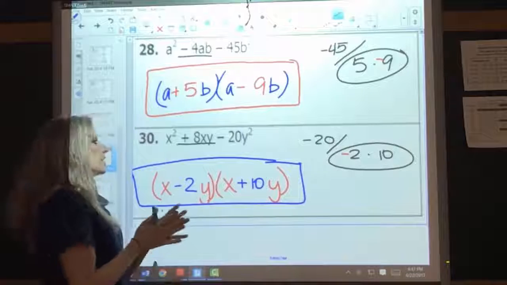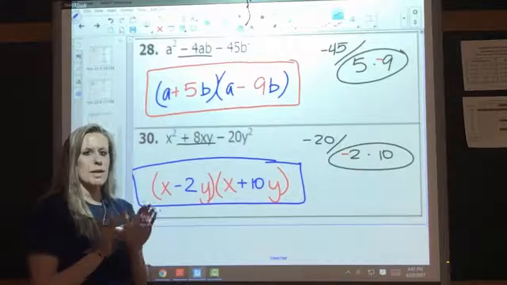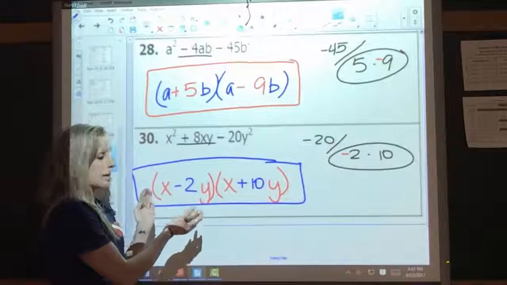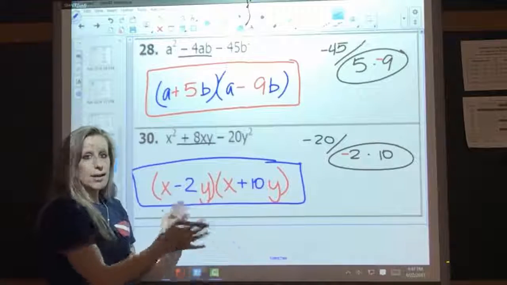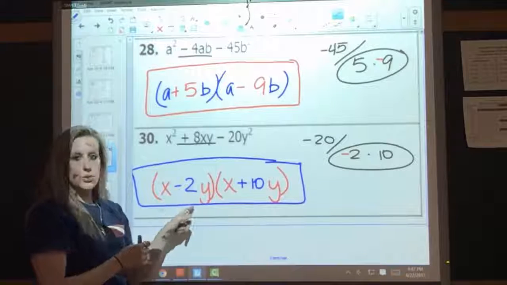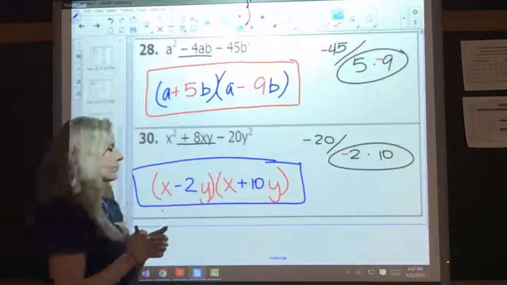And I forgot to mention this, I've told y'all before, but it doesn't matter the order. If you want to put x plus 10y and then x minus 2y, that's totally fine. Just make sure that the 2 is negative and the 10 is positive.